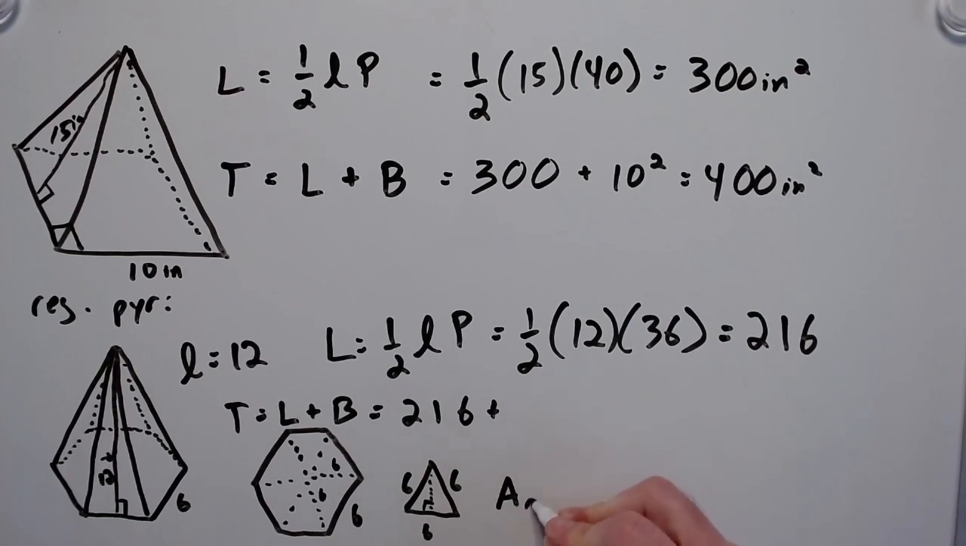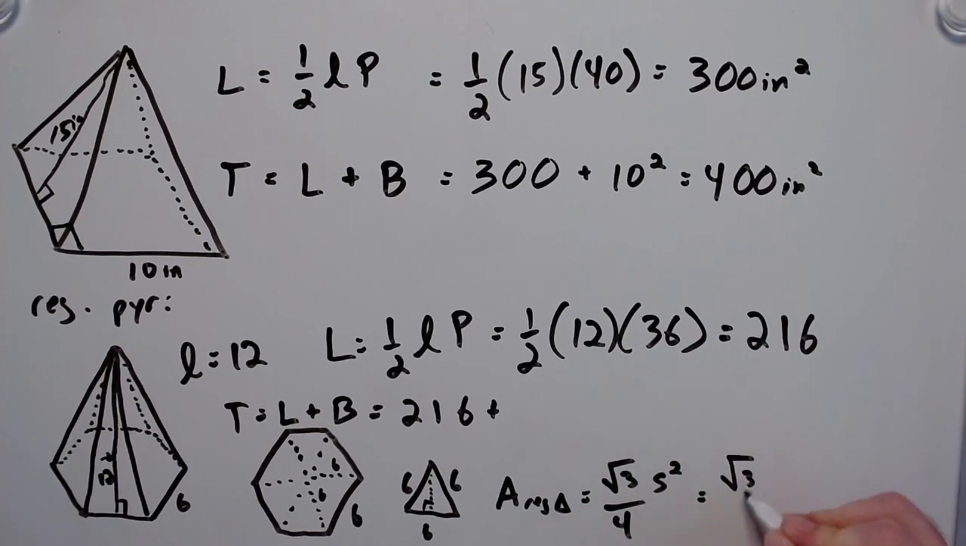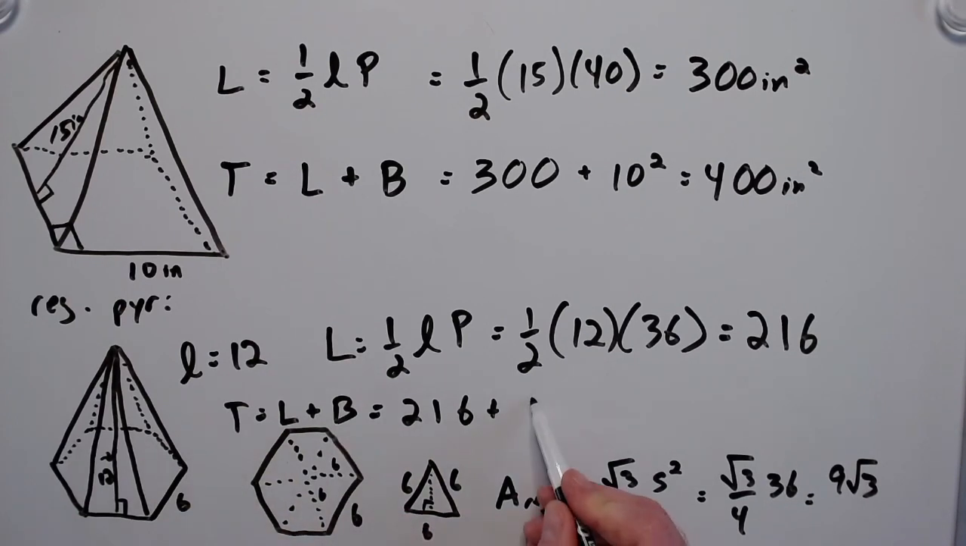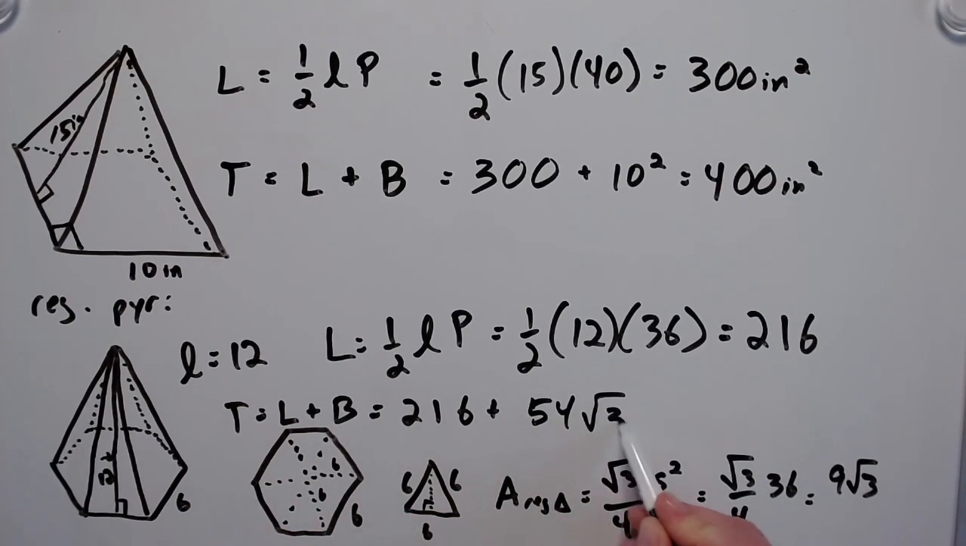The area of a regular triangle is just equal to root 3 over 4 times the side squared. So we have root 3 over 4 times 36, which is 9 root 3. That's the area of this triangle. So I need to multiply this times 6. So this is just one triangle. And the area of the entire bottom would be 6 times this. So 6 times 9 is 54. So the base area would be 54 times the square root of 3.